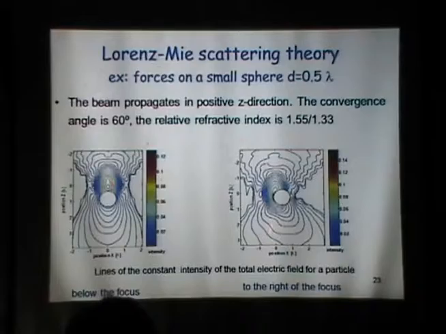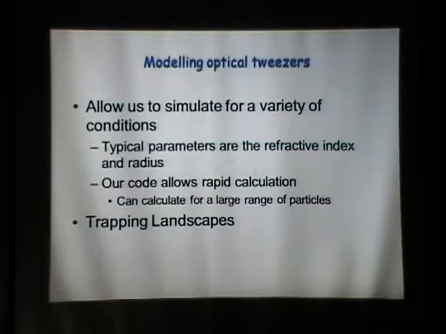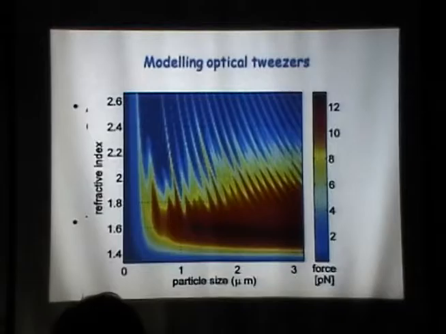We can model optical tweezers, and it allows us to simulate a variety of conditions. Typical parameters are the refractive index and the radius of the particle, and we have codes. We actually have codes on our webpage which you can use. We call it the optical toolbox, and you can calculate fields and forces for any particles within the parameters you want. And we can then look at the trapping parameters, landscapes.